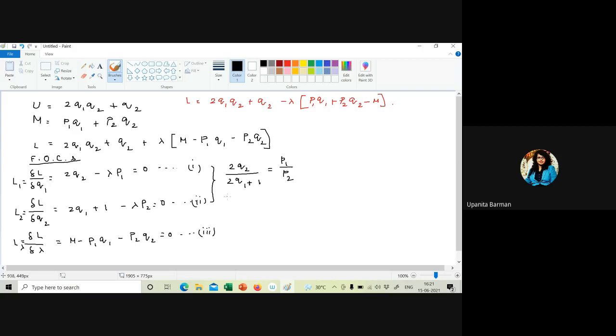We will take the value of Q2 and then substitute in 3. Doing the thing, you can do it in your own way as well. I am combining 1 and 2, generating this equation, and then substituting equation 4 in equation 3.